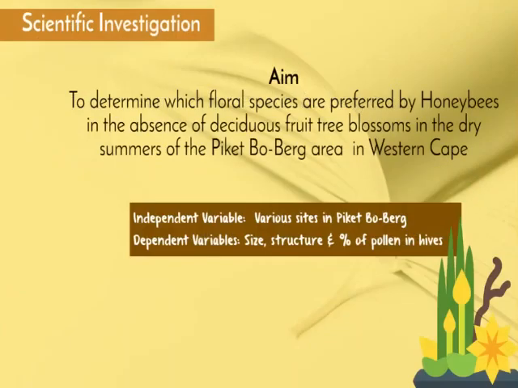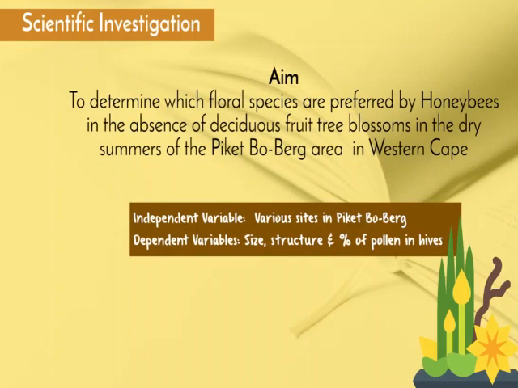The aim was to determine which flowers are preferred by honeybees in the absence of deciduous fruit tree blossoms. The independent variable is the various sites in the Picket-Boerberg area of the Western Cape. The dependent variables are the size, structure, and percentage of pollen in hives.